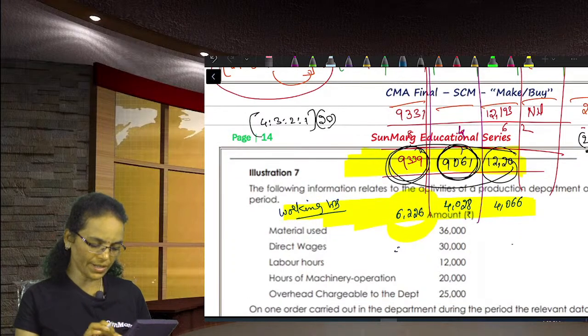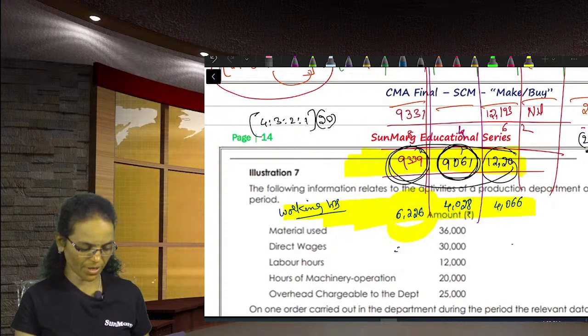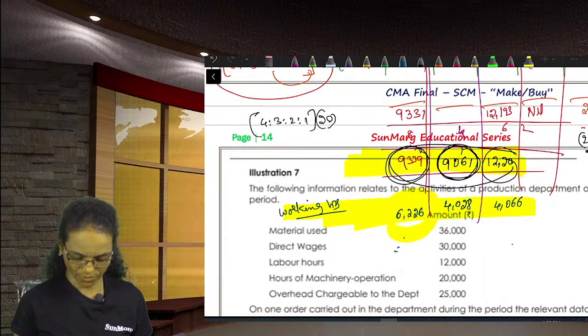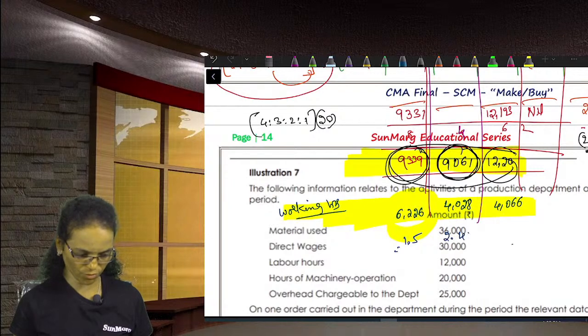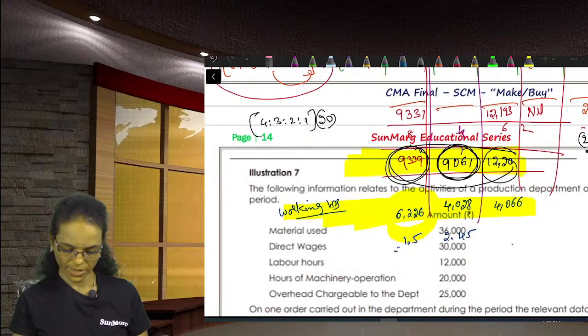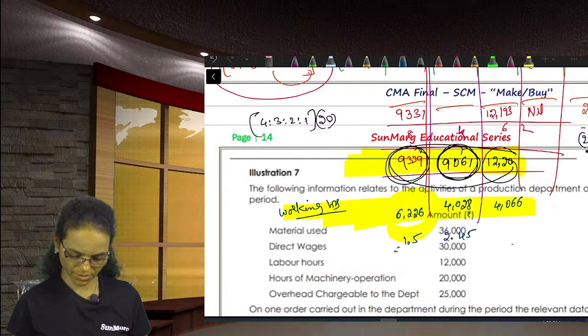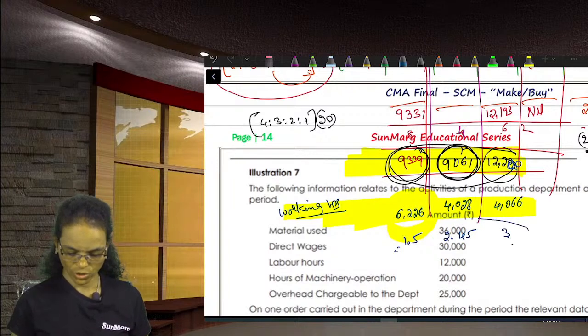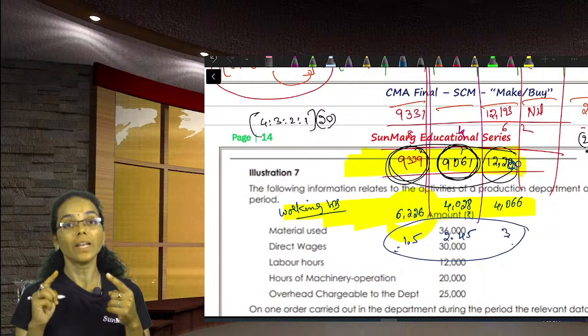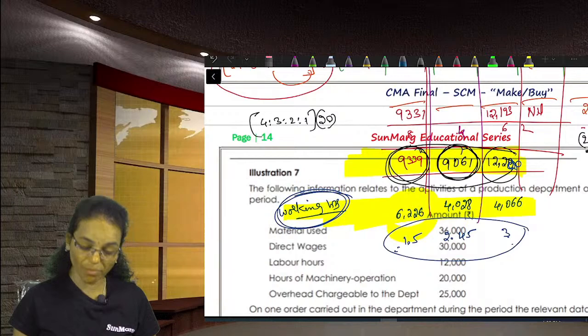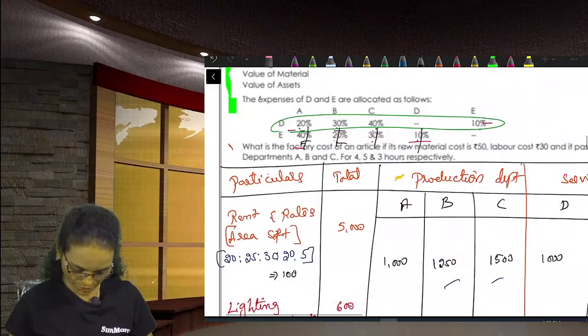Here, 9339 divided by 6226, that is 1.5, and 9061 divided by 4028 is 2.25, I can say. Next one, 12 divided by this is 3. So this is the overhead expenditure per labor hour. How I have calculated on the basis of labor hour, it is given in the question. I will show you.